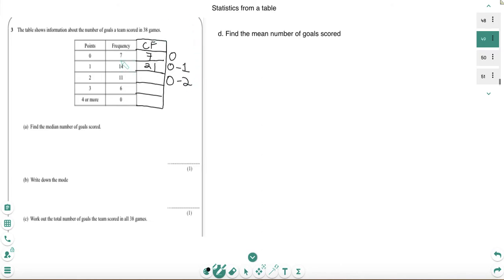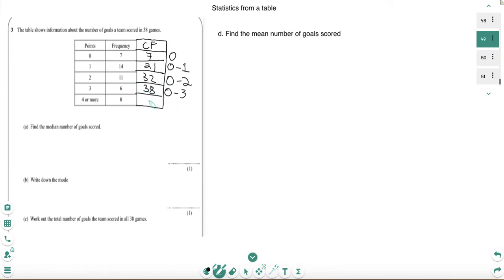The next row is for the number of games where they scored between 0 and 2 goals. All right. So 7 plus 14 plus 11. So that's what? 21 plus 11 is 32. The next row is the number of games where they scored between 0 and 3 goals. All right. So that's going to be adding up all these rows. So plus 6 more, so 38.